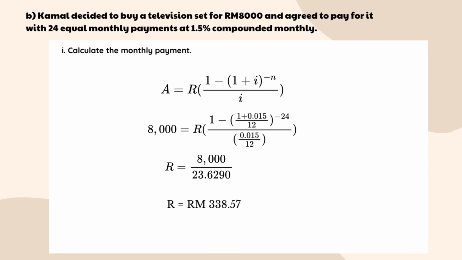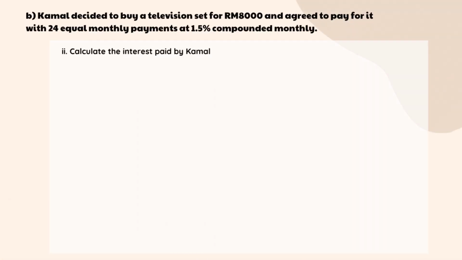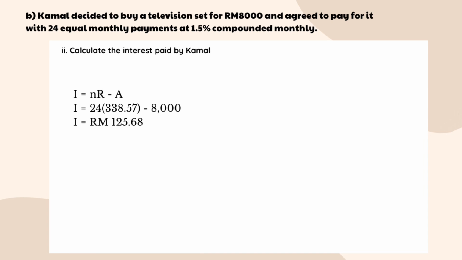To calculate the interest paid by Kamal, we use the same formula as previous, which is I equals nR minus A. Given n equals 24, R equals 338 ringgit 57 cents, and A is 8,000, so we put those numbers into the formula, then we will get 125 ringgit 68 cents.